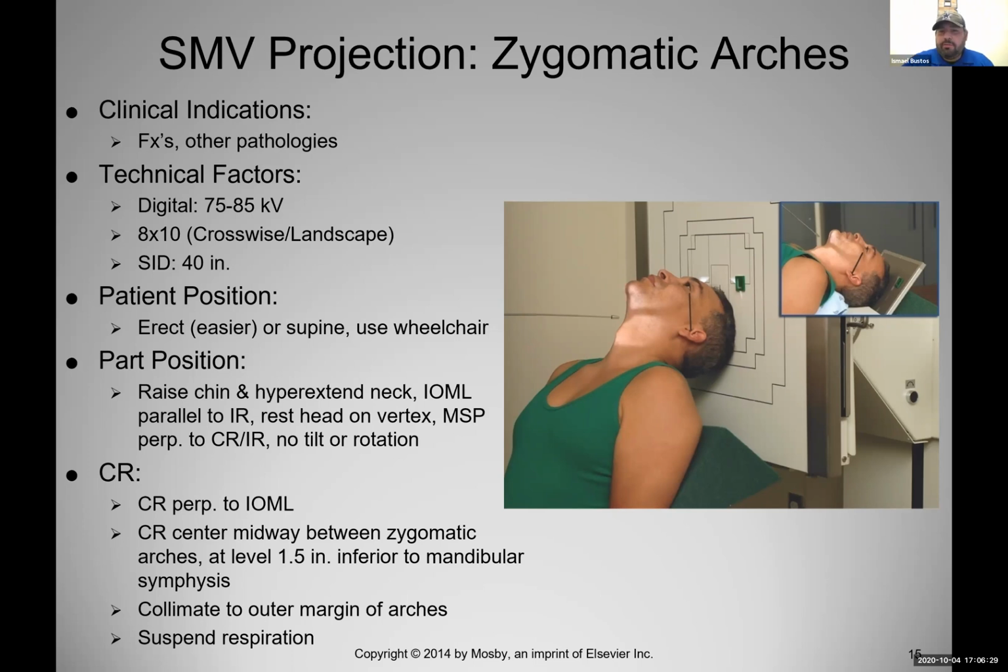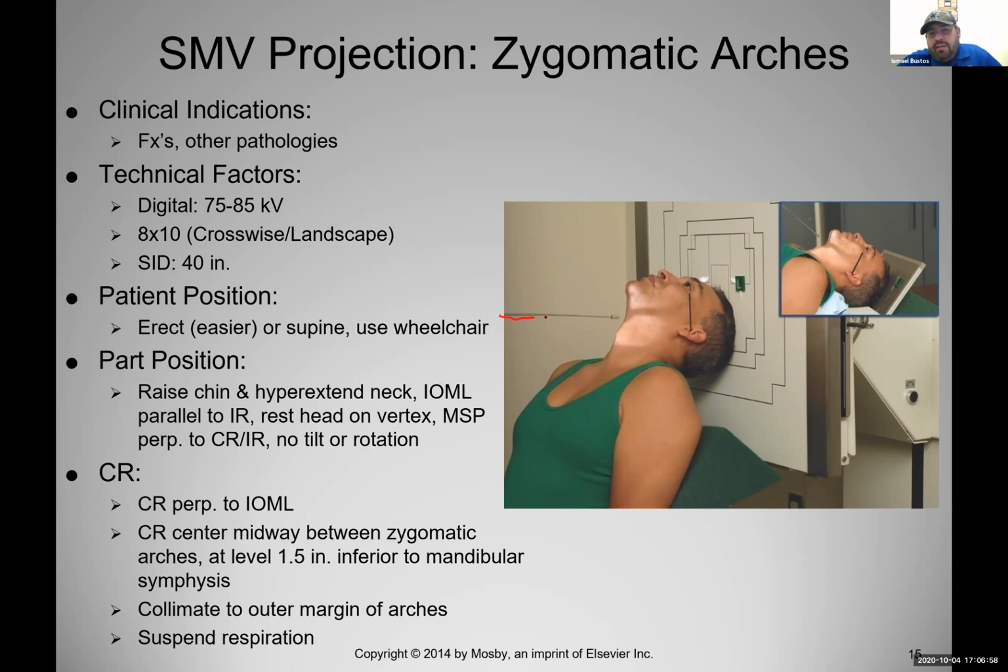So if you look here on this picture, there is the IOML and it is parallel to the image receptor. That's what you want to see. Rest that vertex of the head on the image receptor. So you see the top of the head is resting on the image receptor. Now remember, the patient cannot hold this position forever, so you have to be very quick. So I would have everything else set up before you position the patient. Make sure there's no tilt or rotation, and you're going to have the CR perpendicular to the IOML.